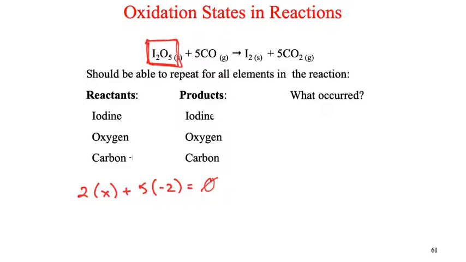Can you solve this equation now? 2x minus 10 equals 0. Add 10 to the other side. 2x equals 10. Divide both sides by 2. What do we get? X equals plus 5. Wow, I even got a ding with that too. Plus 5, there it is.